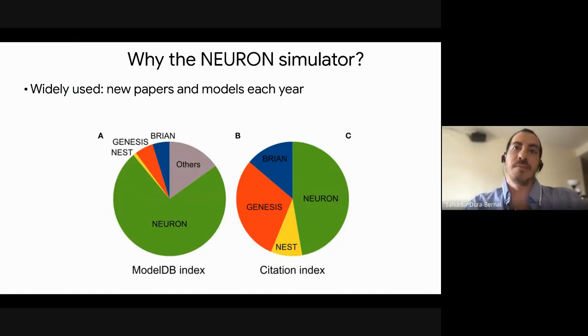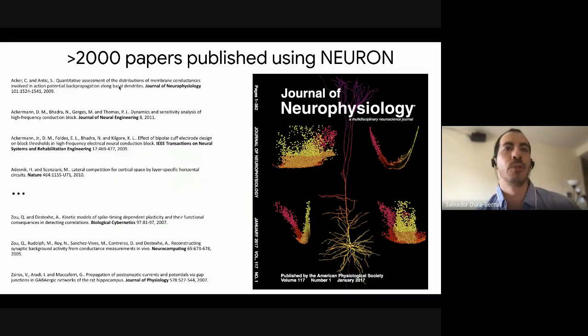So why the NEURON simulator? Also because it's one of the most widely used. If you go to ModelDB, this database, you will see it contains mostly models in NEURON. It is the most cited simulation tool as well. There are new papers coming out every year that use NEURON. There are currently over 2,000 papers published that have used NEURON. There's a complete list on the website.